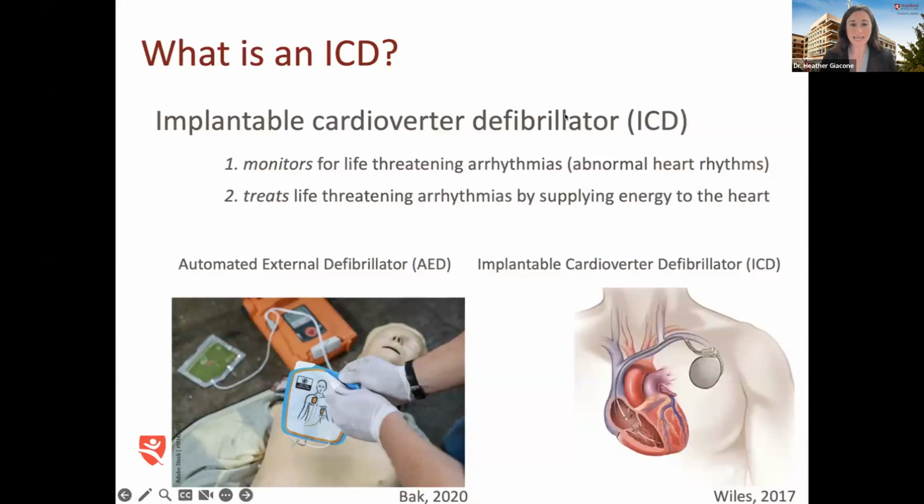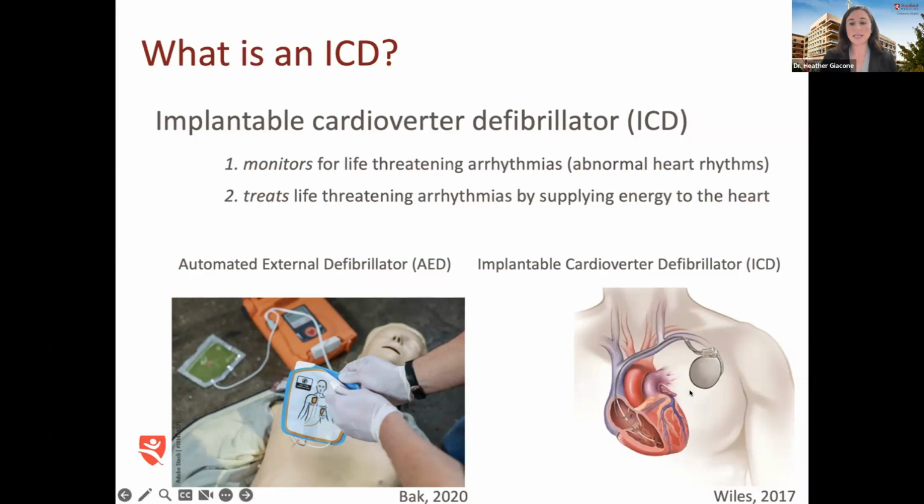So let's go into what an ICD is. An ICD is an implantable cardiodefibrillator. It is a device, or a machine, that monitors for these life-threatening arrhythmias like we talked about. And once it detects these, it can treat them by supplying an energy source to the heart, or a shock. Now, many of you may have gone through CPR training or be familiar with an automated external defibrillator. Some of you may have these in your home or your schools. And this is the machine here, externally connected to these pads that you place on the chest of someone who is unconscious. And again, it detects, monitors and treats these life-threatening arrhythmias.